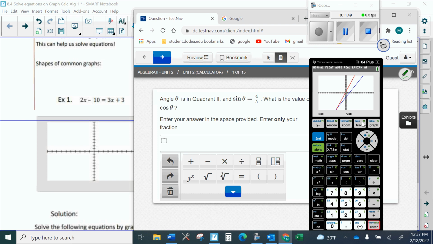Now I'm going to go ahead. I want to calculate where they intersect. So second, calc. I hit number 5, intersect. Hit enter 3 times. 1, 2, 3. And there's your answer, negative 13.